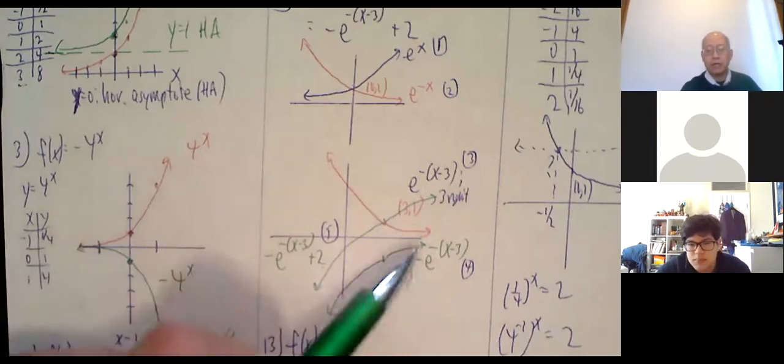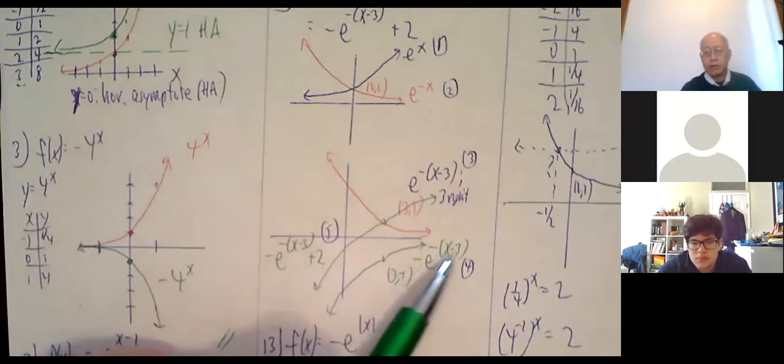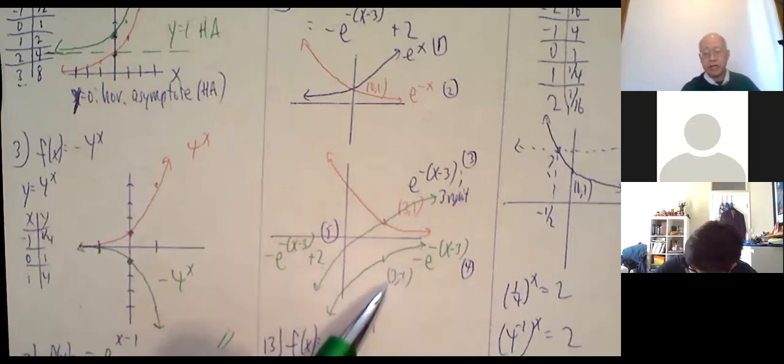By the way, a little double check on this. What happens when you plug in 3? Well, 3 minus 3 is 0. Negative 0 is still 0. So e to the 0 is 1. And then the minus in front of the whole thing makes it negative 1.